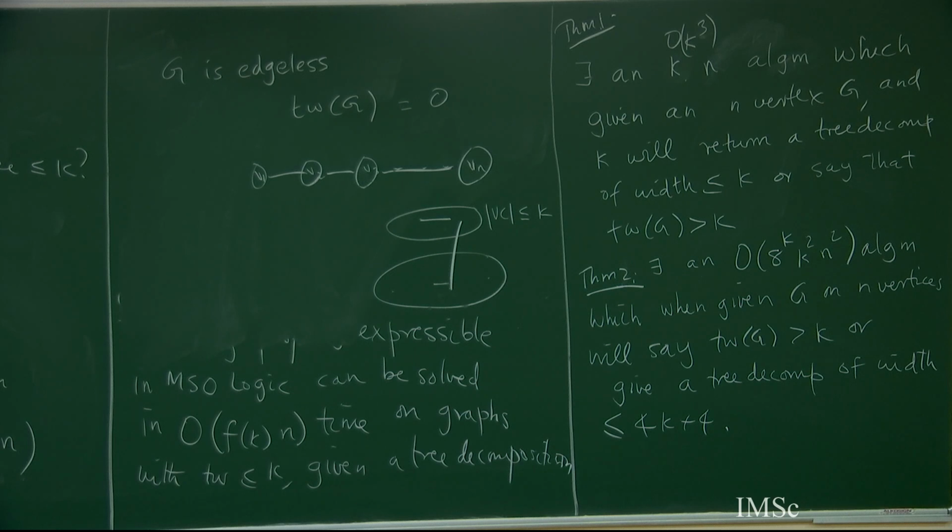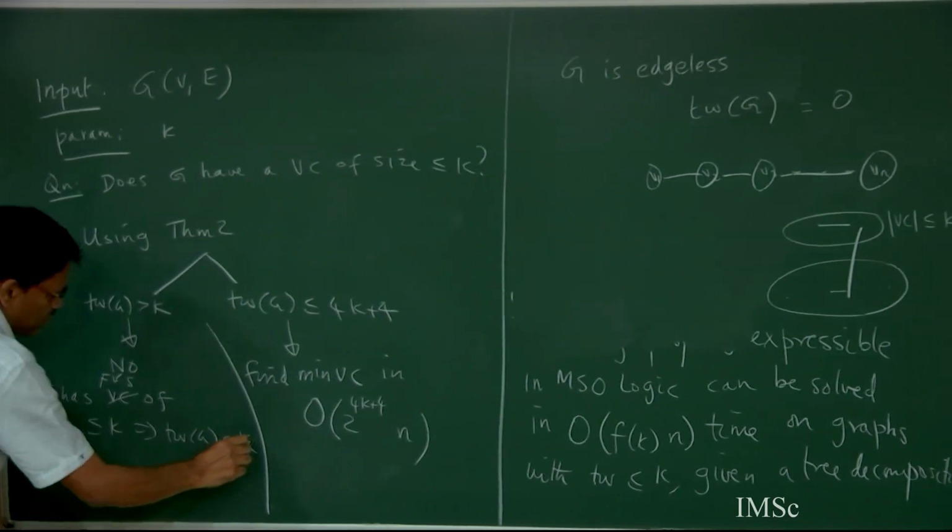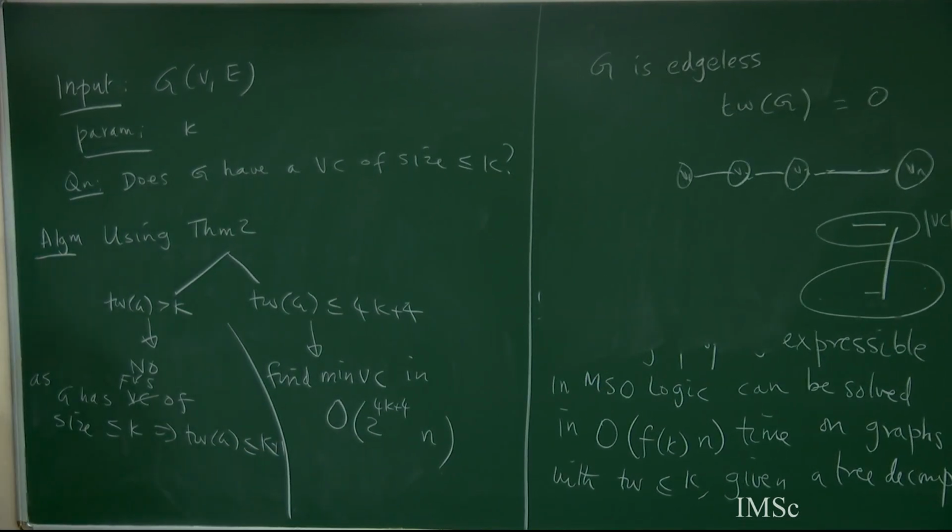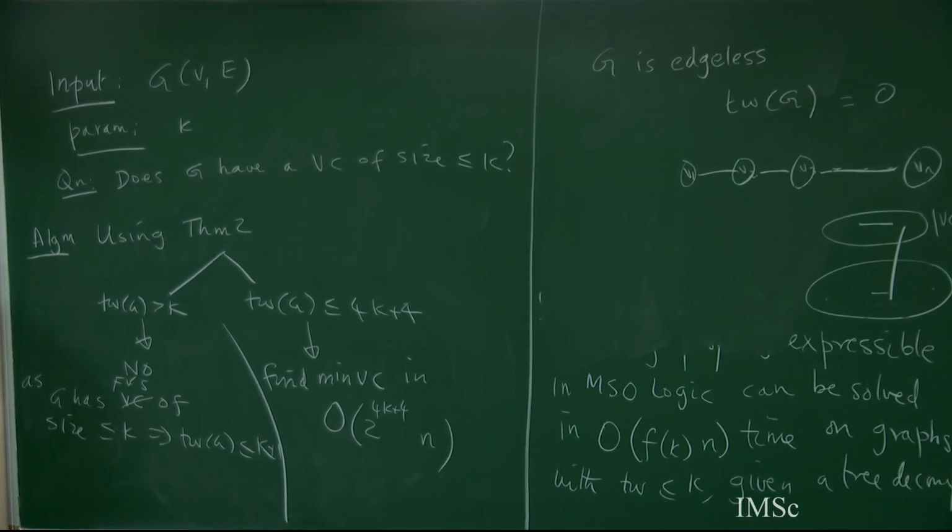FPT algorithm paradigm, right. We have seen bounded search trees, iterative compression, branching, kernelization, use Courcelle's theorem, another template, use this treewidth machinery, another theorem where you can do this. Okay. Similarly, for example, we argued, or at least I gave this as an exercise, that if you have a feedback vertex set of size at most k, treewidth is at most k plus 1. Okay. Why is that?